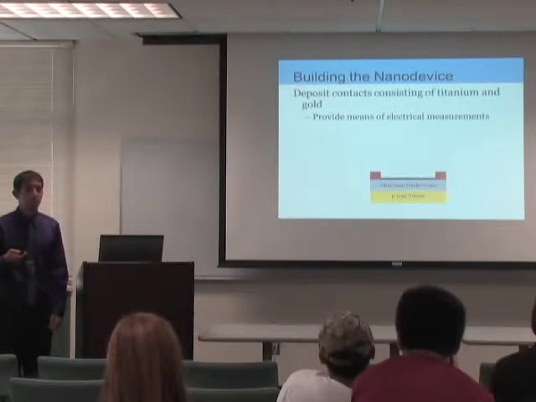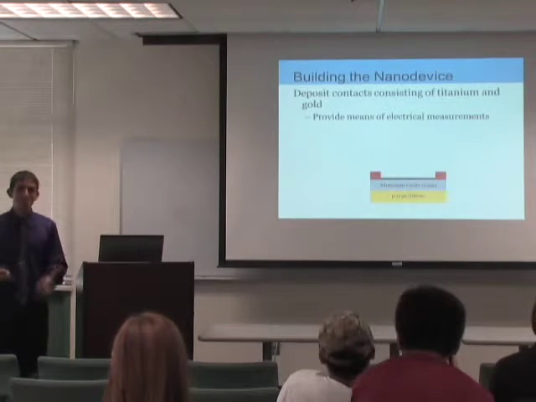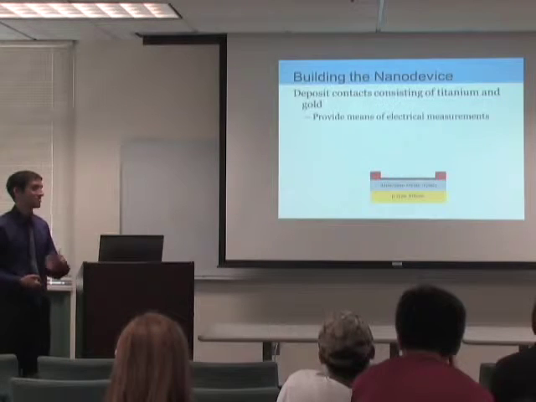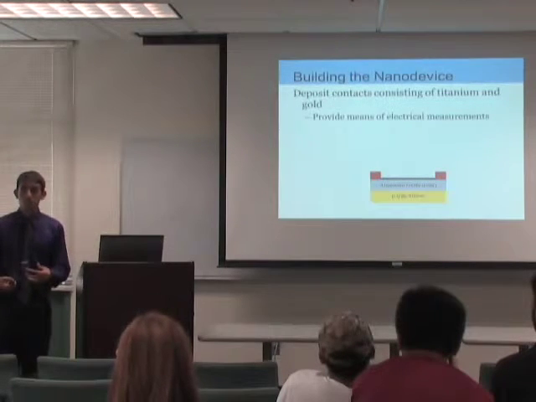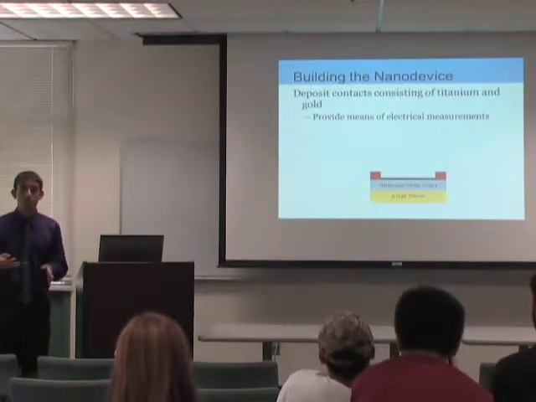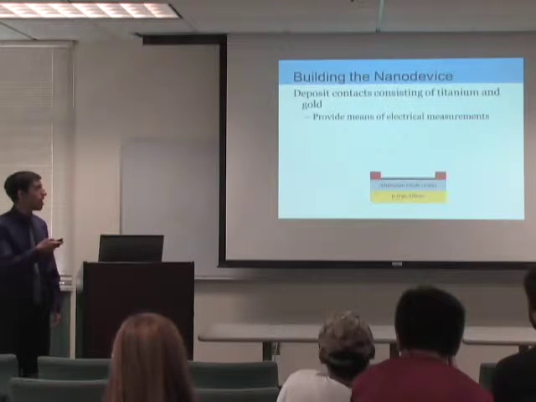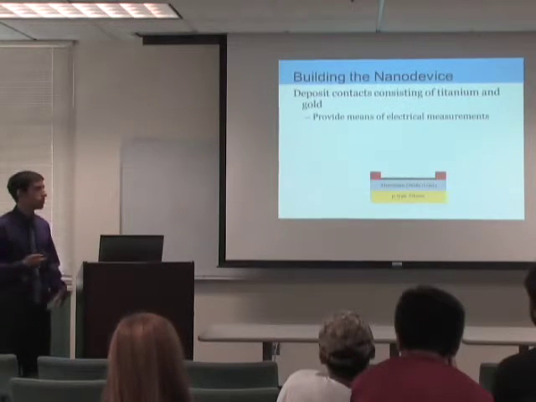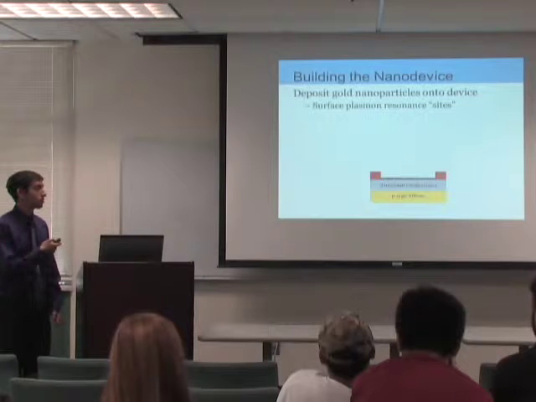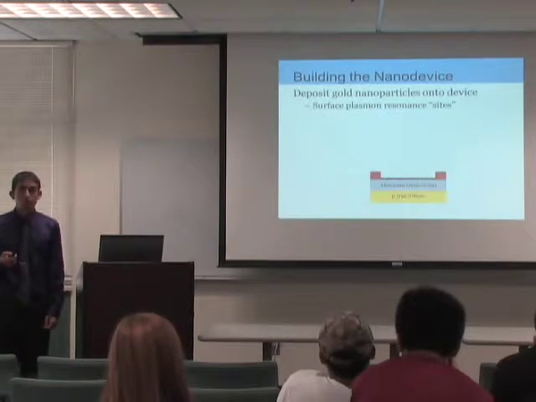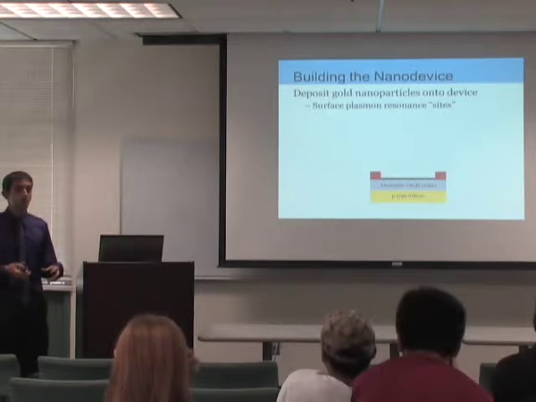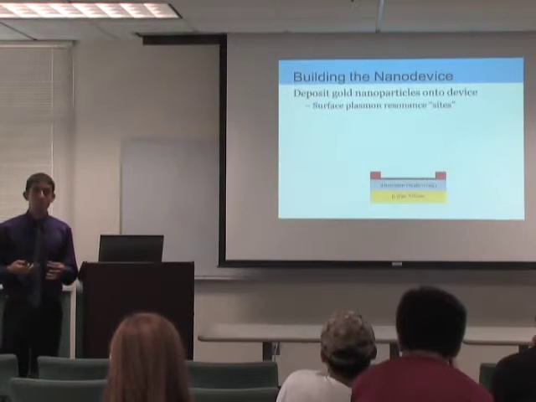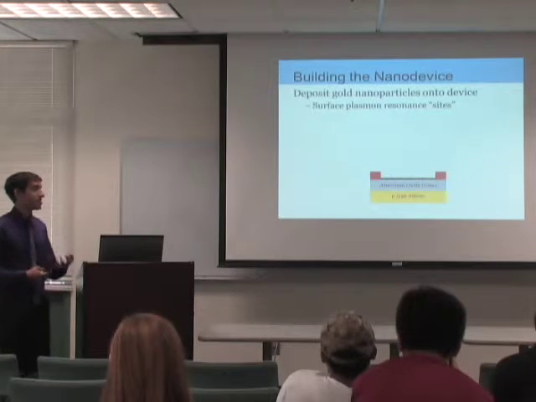Then we deposit some contacts onto that nanowire so we can actually do something with this device. These contacts allow us to make electrical measurements on this device and apply potentials across this nanowire. And finally, and probably most importantly, we can deposit gold nanoparticles onto this device, like you see here. These gold nanoparticles act as surface plasmon resonance sites. Without these gold nanoparticles, we don't really have any surface plasmon activity occurring.